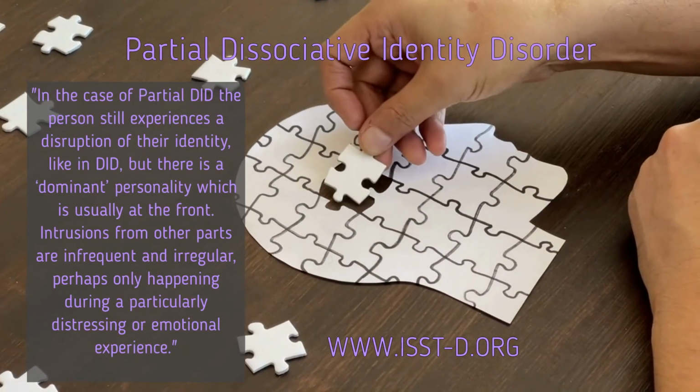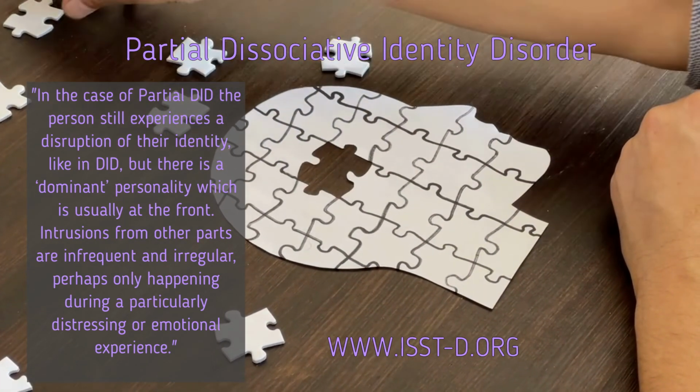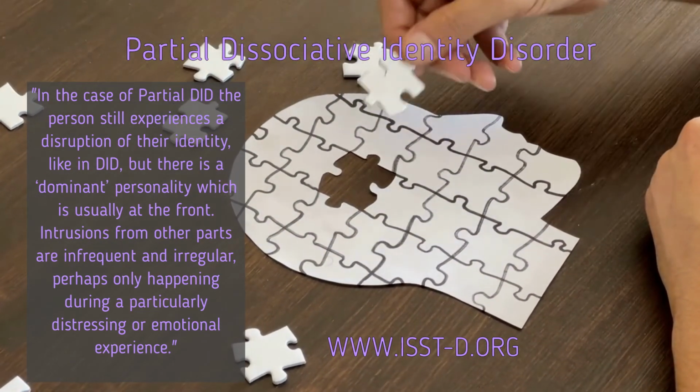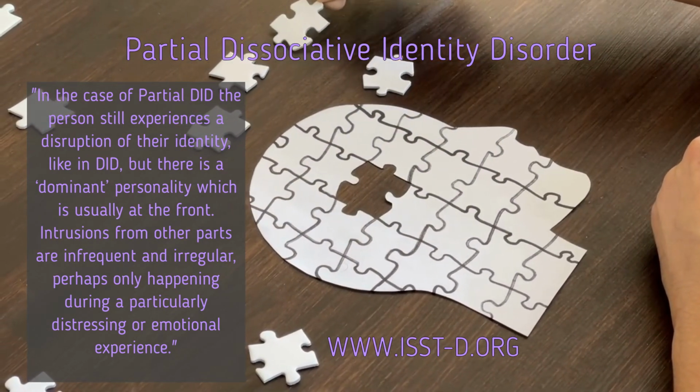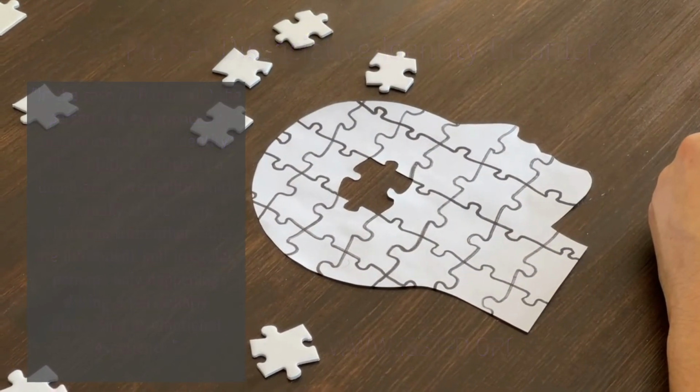The next term I want to go over is partial dissociative identity disorder. I got my information from the website of the International Society for the Study of Trauma and Dissociation. I don't know a whole lot about this one, but what little I understand, it's very similar to DID, just that the switching is a lot less frequent and more irregular, and also believed to only happen during times of distress or intense emotional experiences or something along those lines.